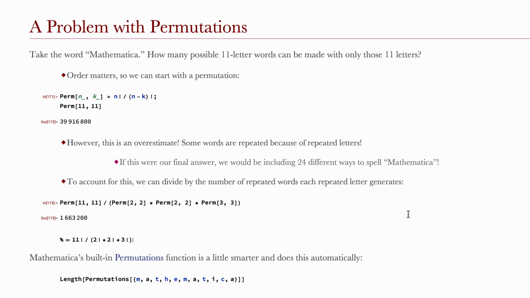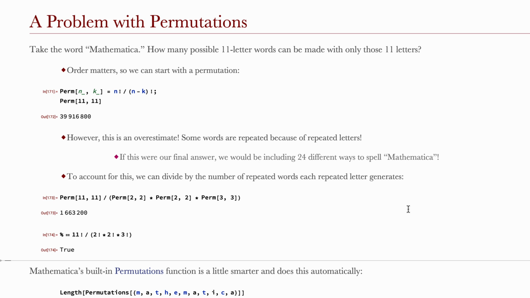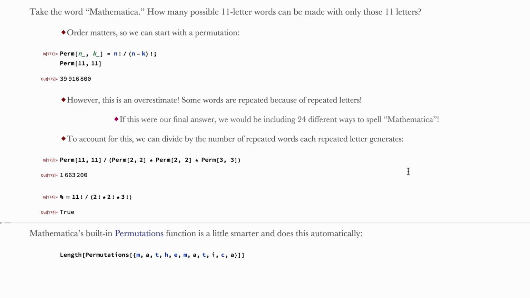Another thing that's interesting about this problem is that for any given permutation we take in this problem, k is equal to n, so we can generalize it using only factorials. Here we can confirm this by asking the Wolfram language if it's equal to 11 factorial divided by 2 factorial times 2 factorial times 3 factorial, which comes back true.